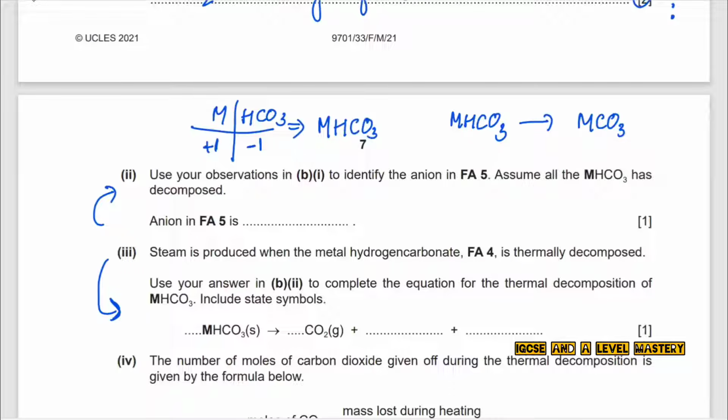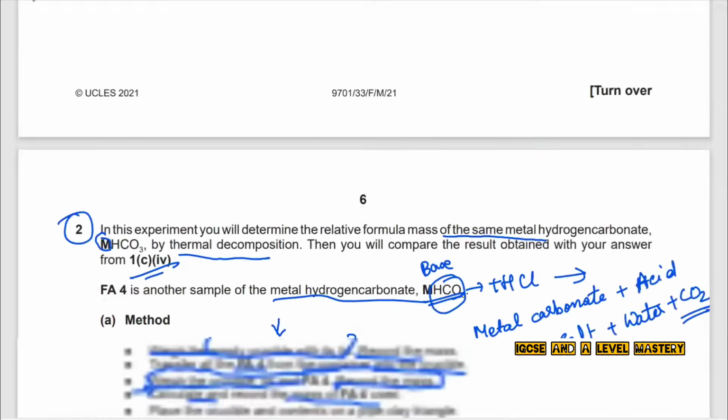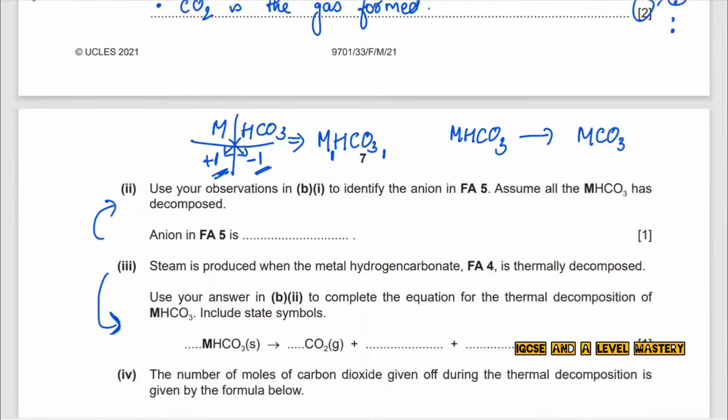We have already studied how to do the formulas of ionic compounds. We will crisscross it to get the value. Since metal also has a subscript of 1 and hydrogen carbonate also has a subscript of 1, it means both the ions should have the same charge, then only they will have subscripts of 1. So which means the metal belongs to the first group. And already in the first question itself, it is mentioned that the metal belongs to group 1. So group 1 metals have a charge of +1.